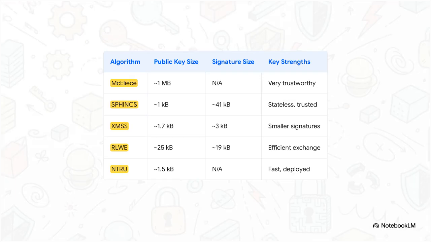But here's the thing, and this is super important. There is no silver bullet here. There's no single perfect replacement. As you can see on this chart, every option comes with trade-offs. Take McEliece, for example. Super trustworthy, it's been around forever, but the key sizes are huge. We're talking like a megabyte. Then you have others, like SPHINCS, with smaller keys, but really big digital signatures. It's a constant balancing act between security, speed, and size.